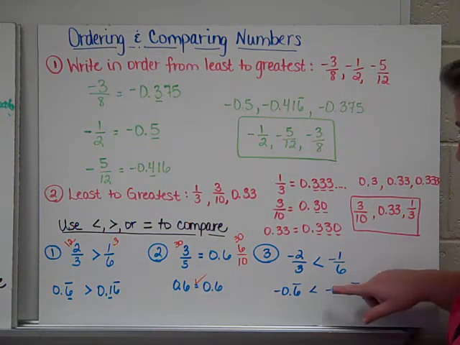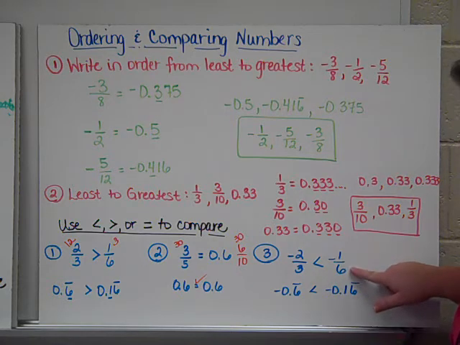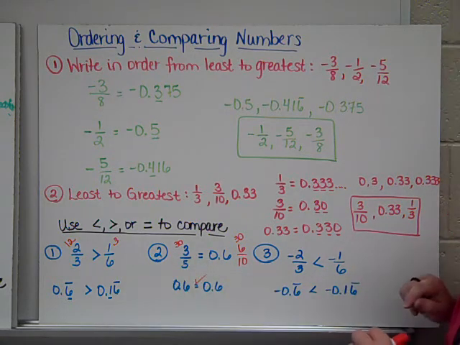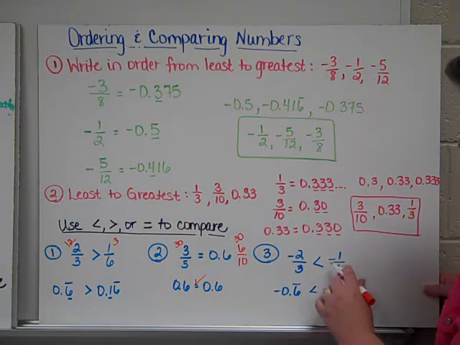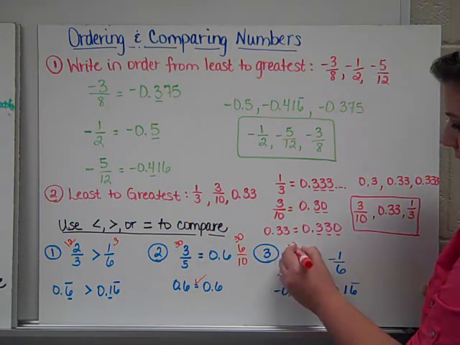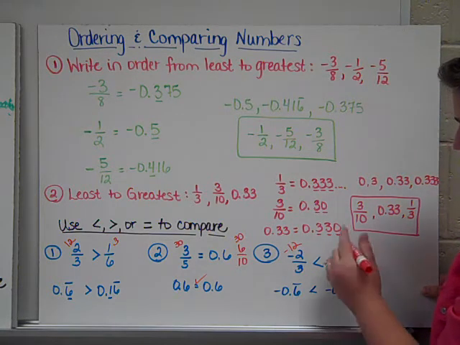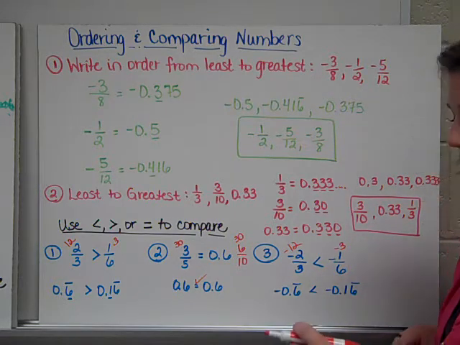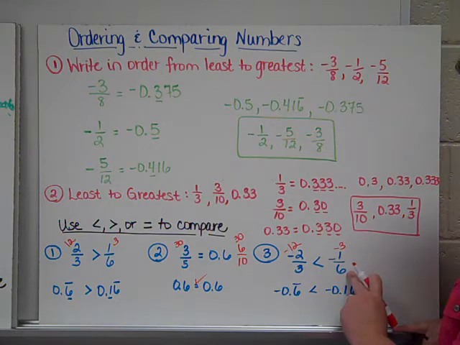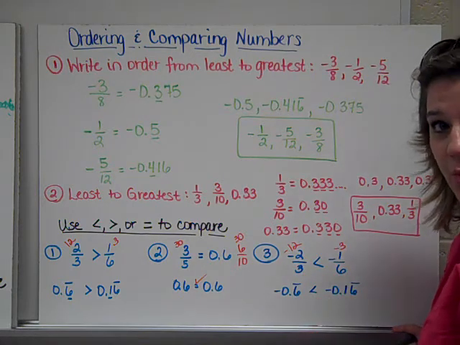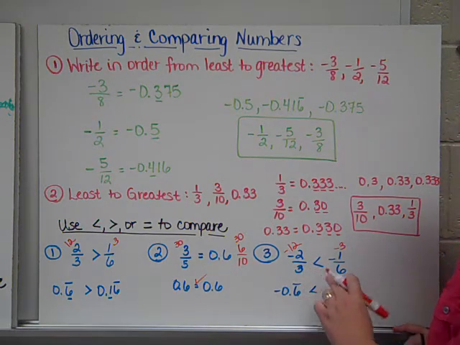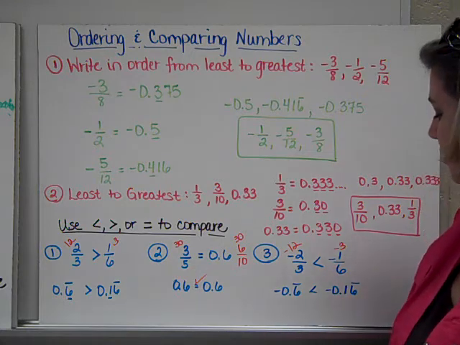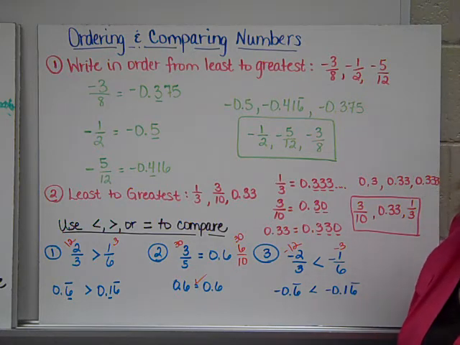All right, here I have -2/3 and -1/6. This is very similar to the number 1 example that we had. So 6 times -2 is -12. 3 times -1 is -3. Again, keep in mind we're dealing with negatives, okay? So that would tell me that -1/6 is the bigger one, is greater than that one. So I would use the less than, because -2/3 is less than -1/6.